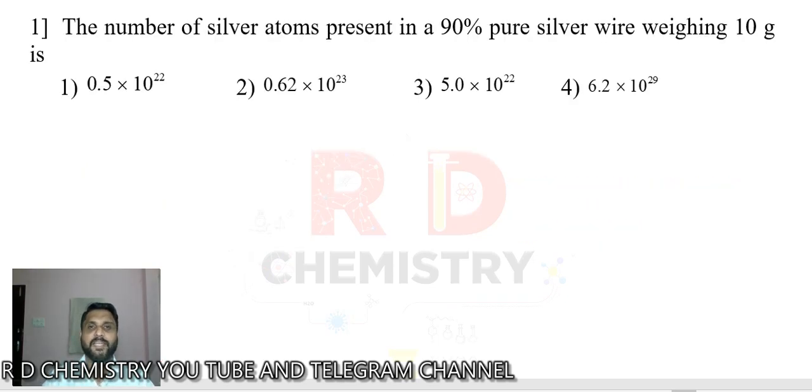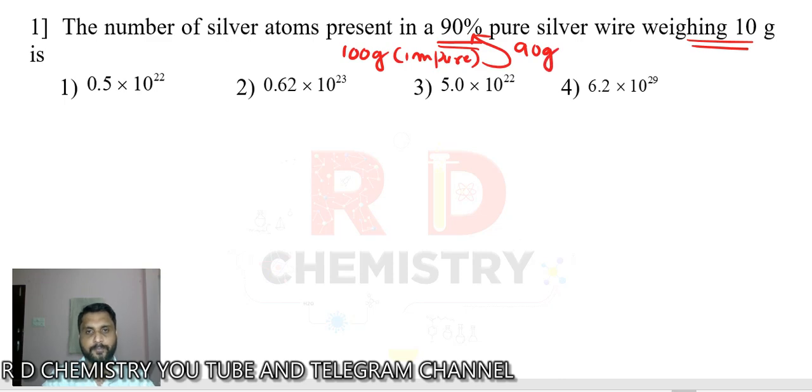Question number 1. The number of silver atoms present in 90% pure silver wire weighing 10 gram is, which means if you are taking 100 grams of the silver, that is the impure silver, in that only 90 grams of pure silver is present. Okay, that's the meaning. Now they are taking 10 gram of the sample, that means that 10 grams is impure. In that impure, how much silver is present? 9 grams of pure silver is present.